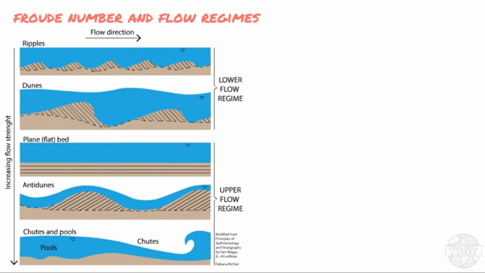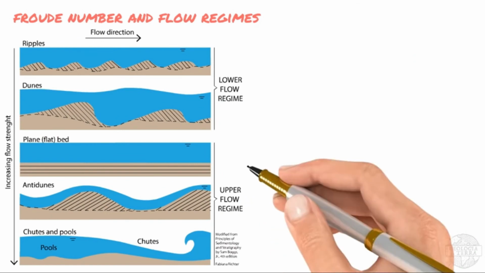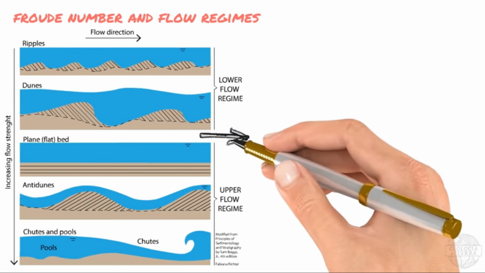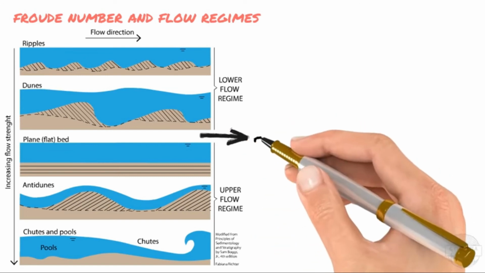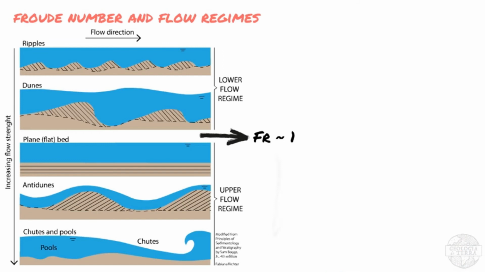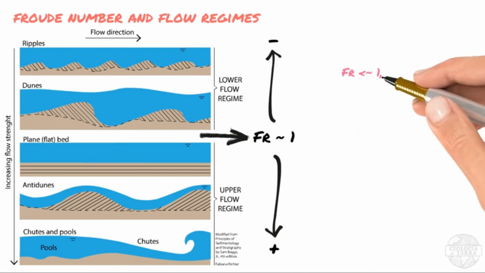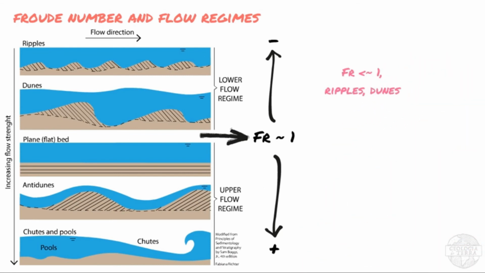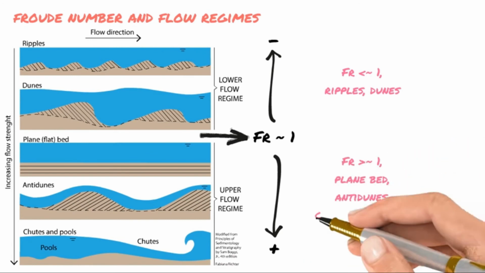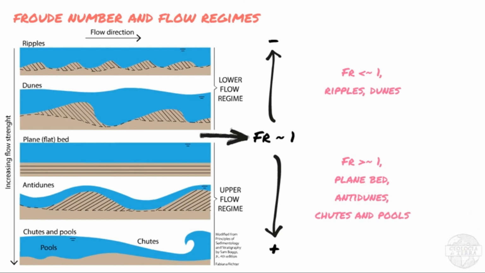Now, the flow number is important for us because it is an indicator of the flow regimes in which bedding occurs. This is because a flow number of around 1 marks the transition between the lower flow regime and the upper flow regime. And in a lower flow regime with a flow number lower than 1, we have the conditions that generate ripples and dunes. Whereas in a higher flow regime with a flow number higher than 1, we have the conditions that generate flat bedding, antidunes, and shoots and pools.